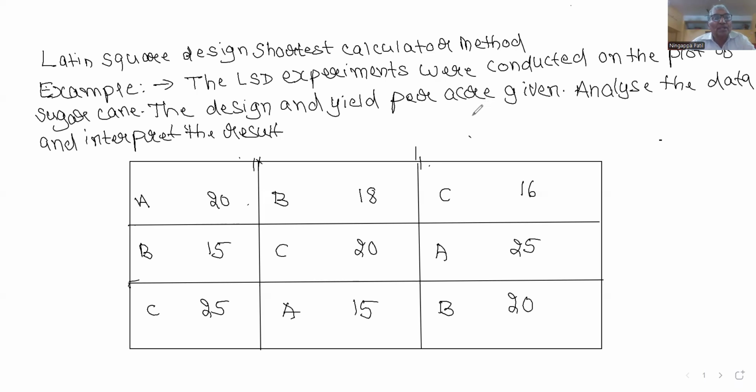Today we will do the Latin square design problem by the shortest method, using a calculator. Example: LSD experiments were conducted on a plot of sugarcane. The design and yield per acre are given. Analyze the data and interpret the result. Look here: A 20, B 15, C 25, B 18, C 20, A 15, C 16, A 25, B 20.